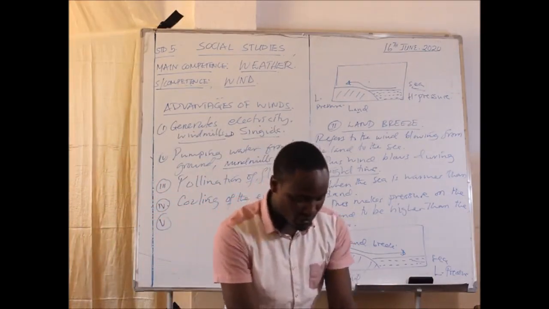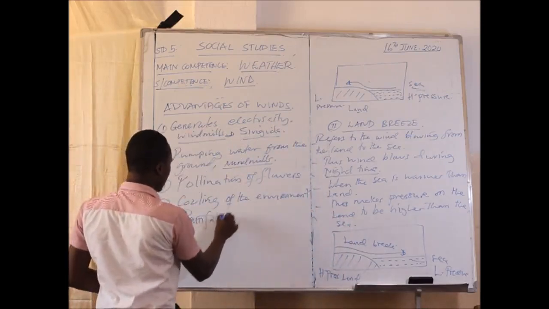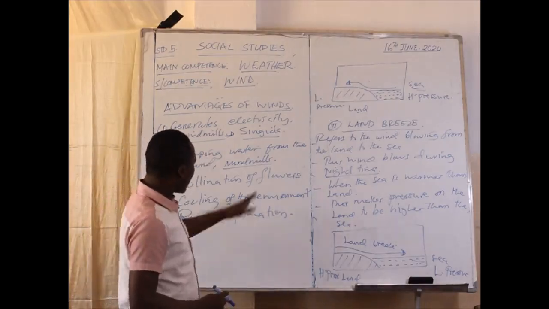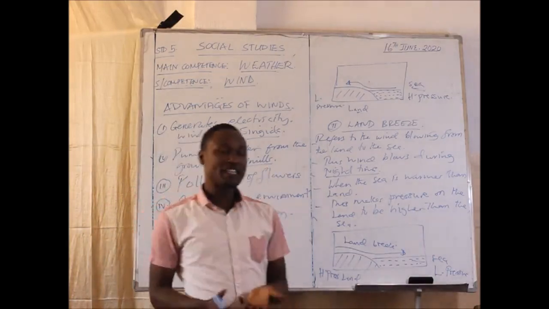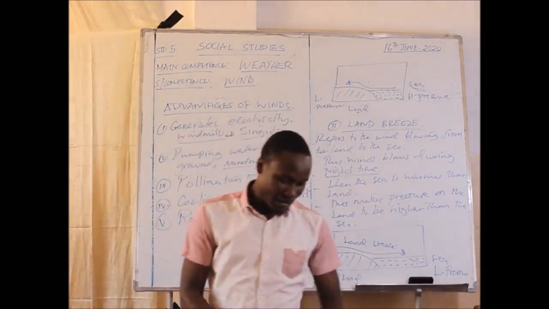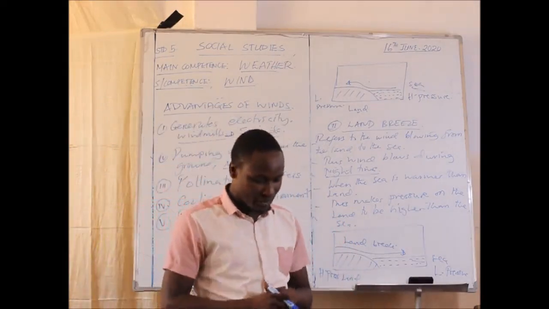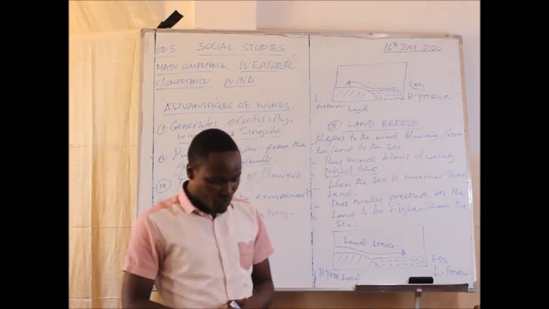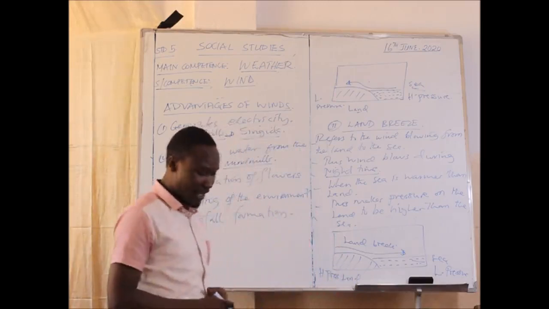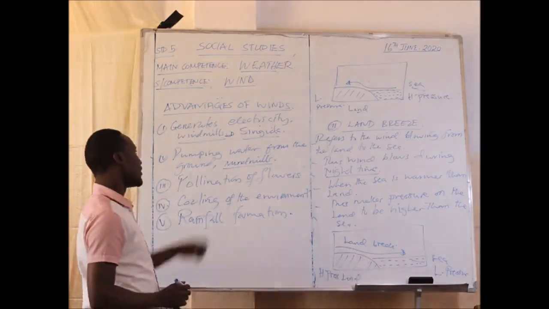But winds are also used for rainfall formation. When the winds pass through wet areas, they carry the moisture or air mass with them, and it condenses to form a cloud and then rainfall. So wind blows over wet areas, absorbs moisture, then it condenses to form rainfall. Rainfall formation is one of the advantages of the winds.